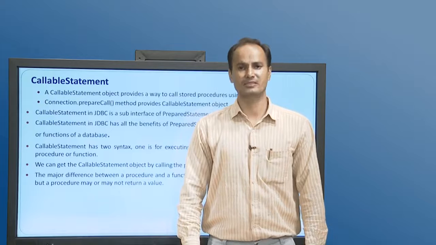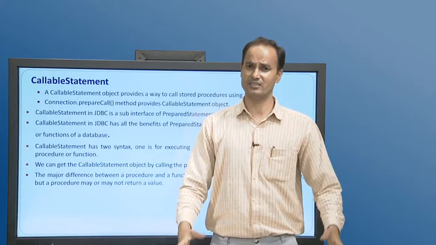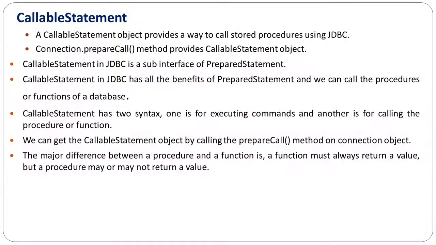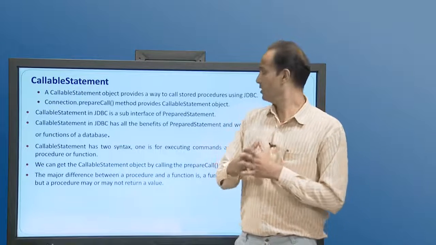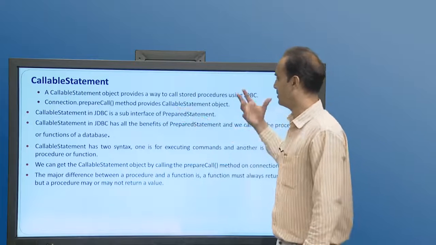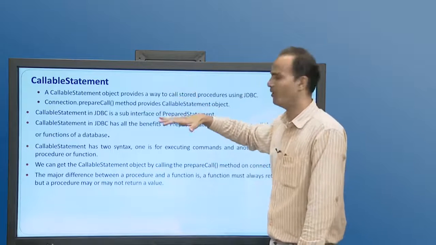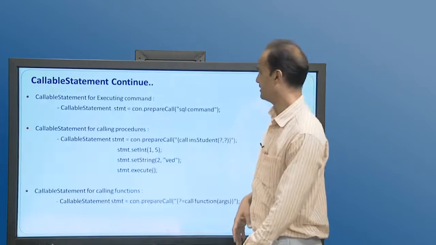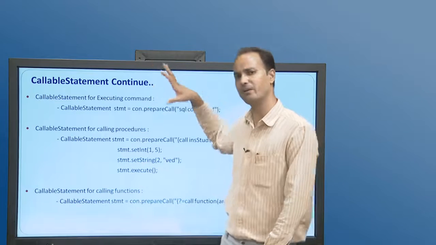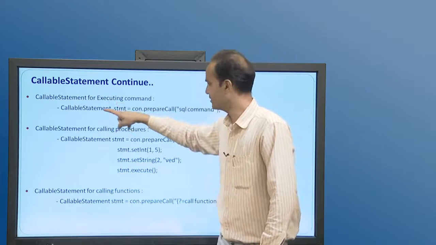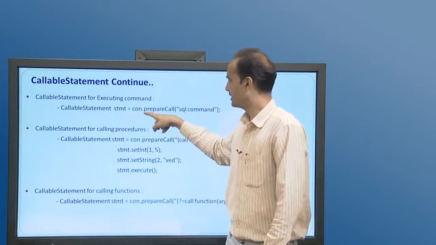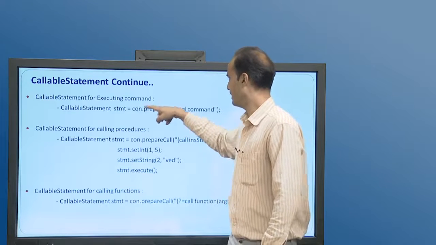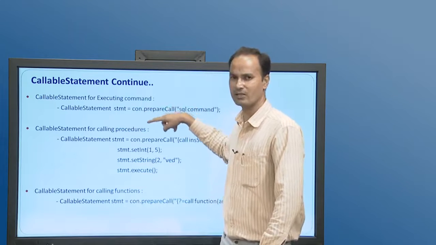Now, next is callable statement. The callable statement, as we already said, is a statement which helps the user to execute a stored procedure in a Java program. So how do we create a callable statement? It has all the functionality of a prepared statement, and apart from that, we can create it the same way as a prepared statement: we create the instance of callable statement using the connection instance and call the method prepareCall.